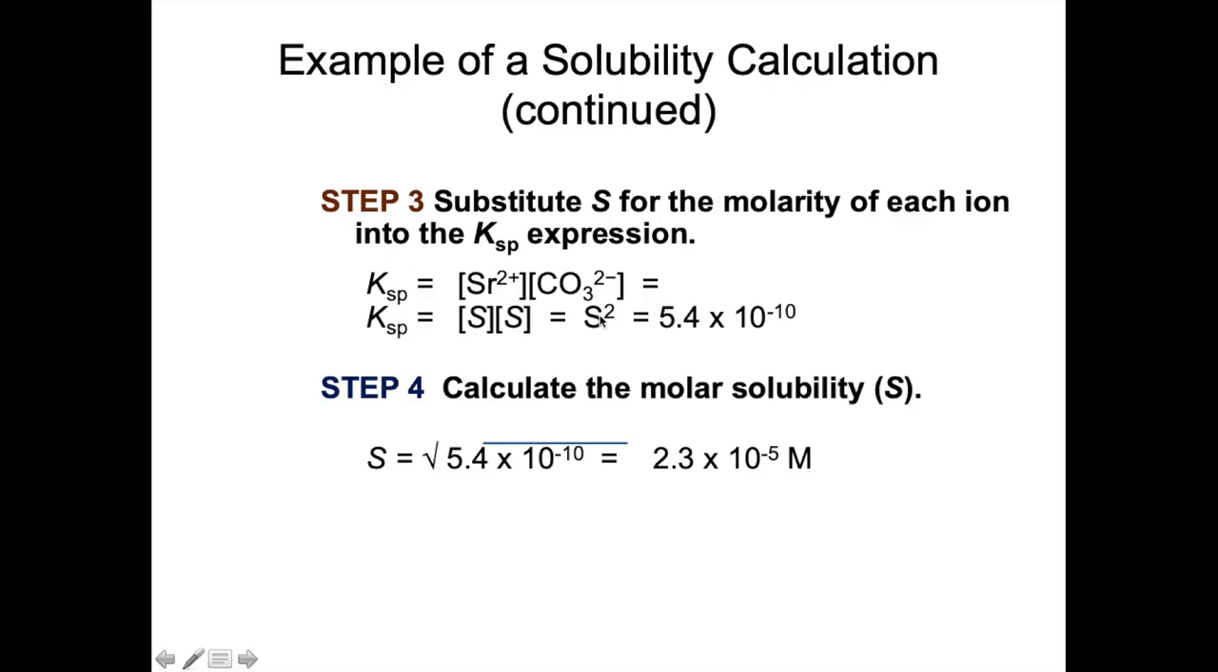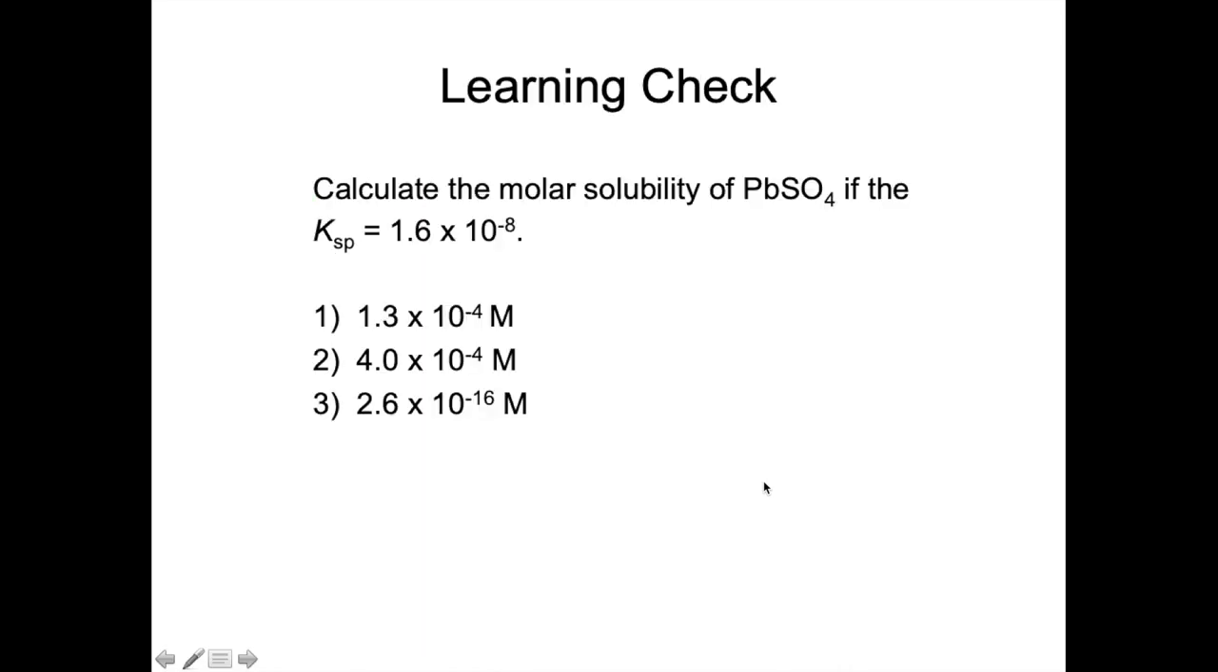So if this is s, and this is also s, because they're the same value, what's s times s? It's s squared. So if my KSP value, which is 5.4 times 10 to the negative 10, is equal to s squared, how do I figure out just the solubility value, just s by itself? How do I get rid of that squared symbol? Well, I would do the opposite of squaring something, and that is taking the square root. So the answer is just the square root of 5.4 times 10 to the negative 10. And there's your answer.